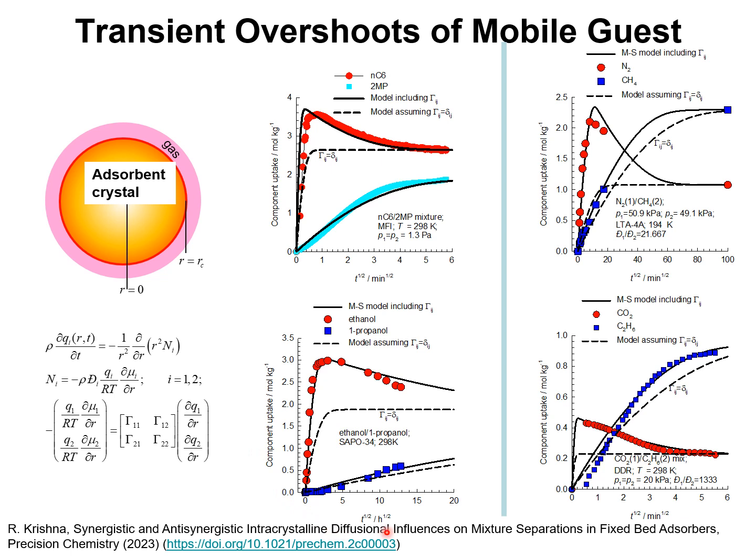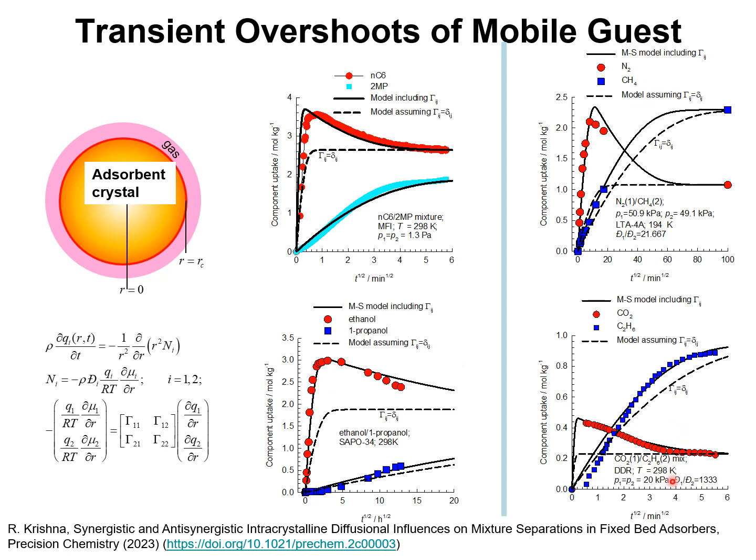Here is another example of a synergistic adsorption diffusion phenomenon observed for mixtures of ethanol, shown by the red circles, and the blue squares represent 1-propanol. Both adsorption and diffusion favor ethanol in SAPO-34, which has the same structural topology as chabazite zeolite. We again note a transient overshoot in the uptake of the more mobile component, in this case ethanol.